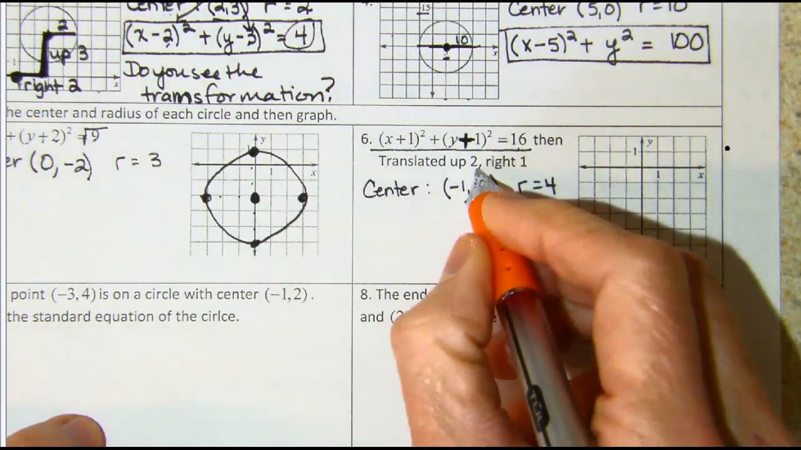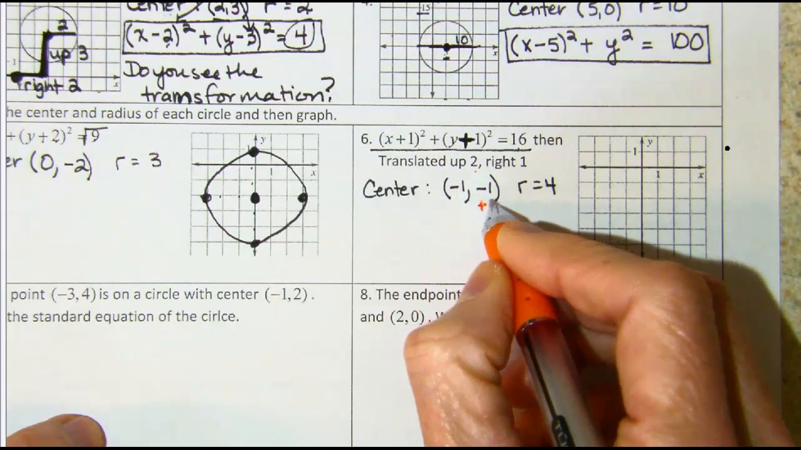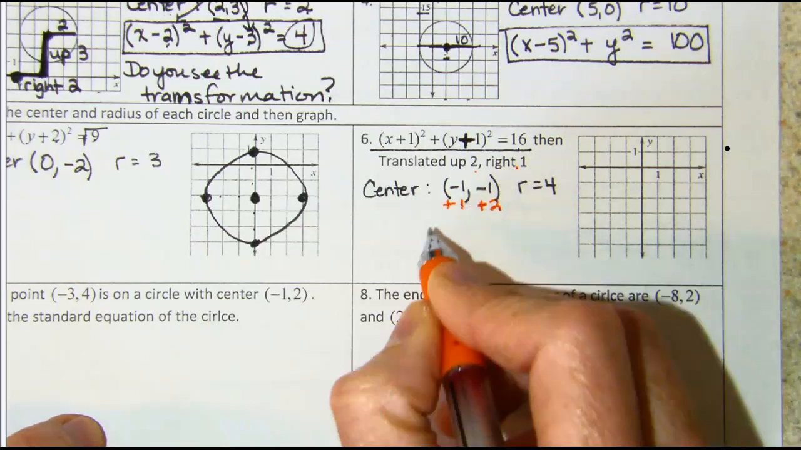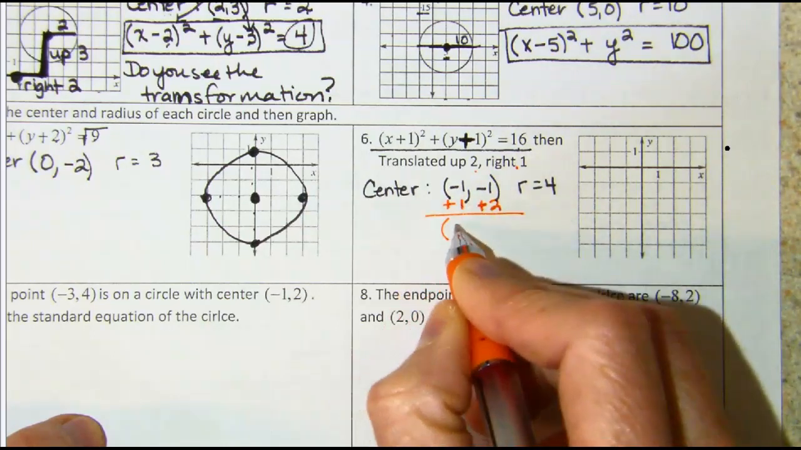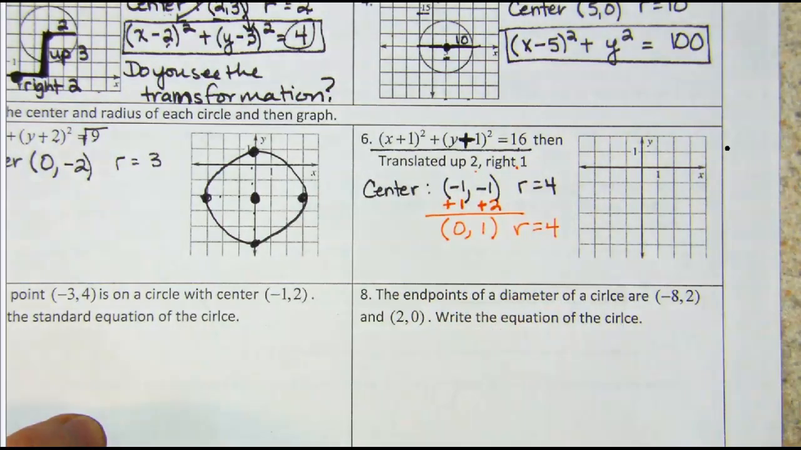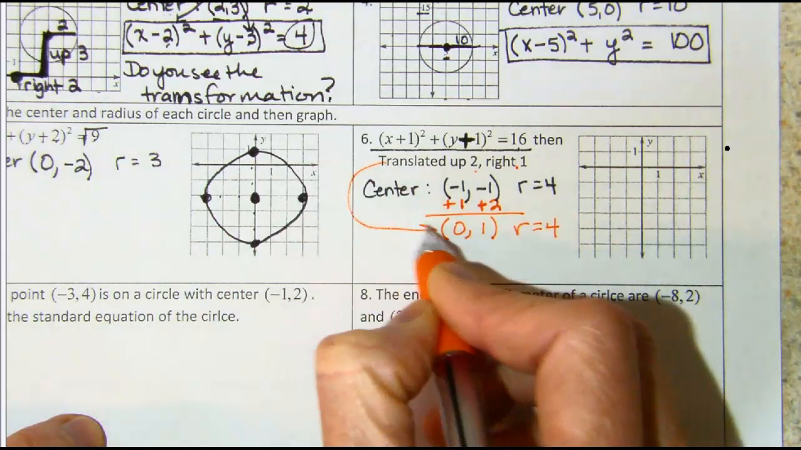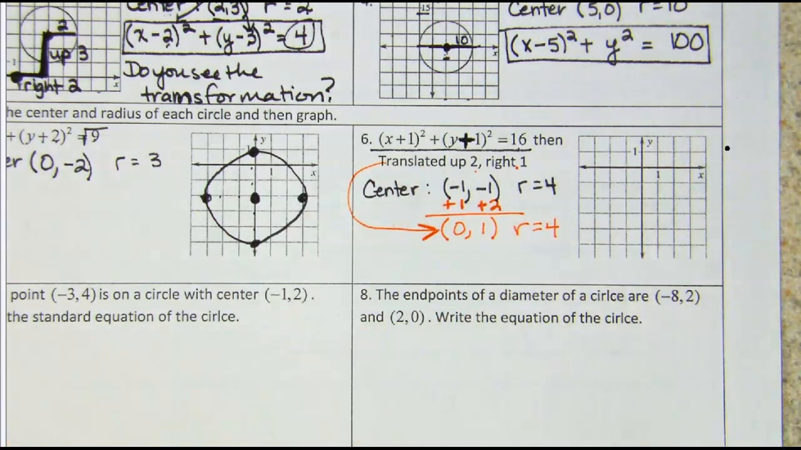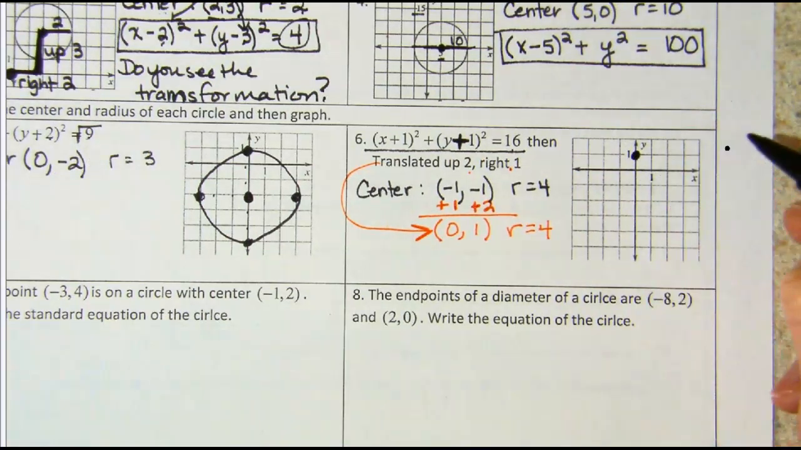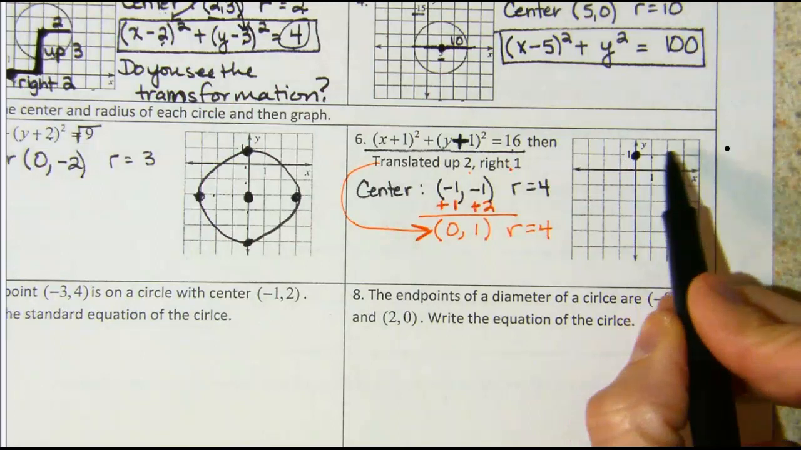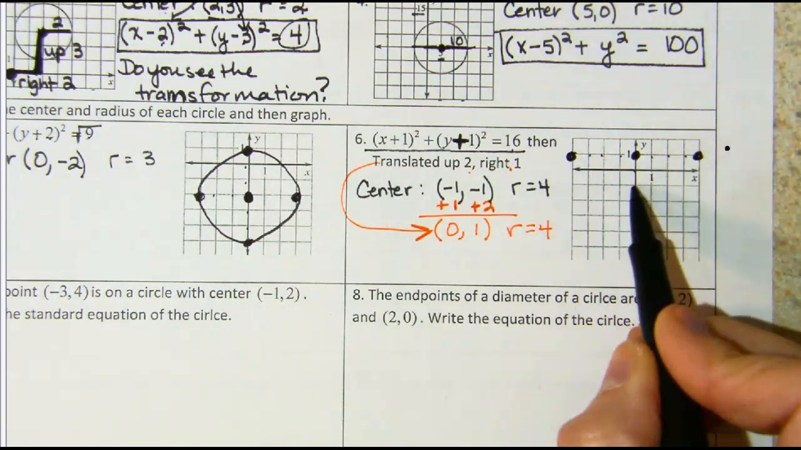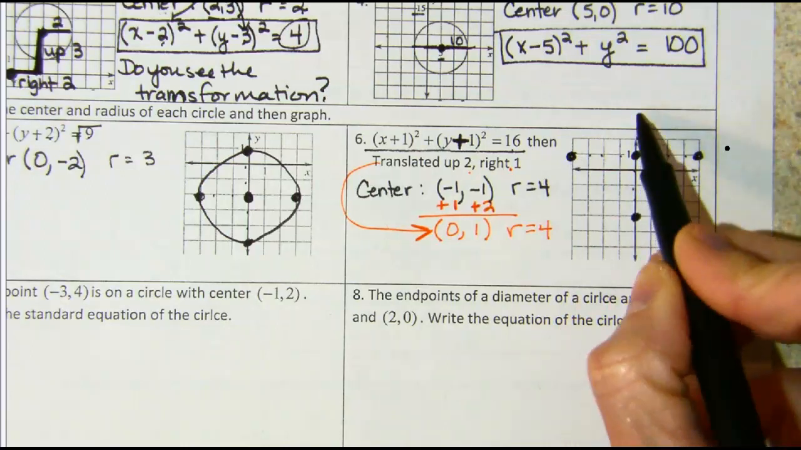Now up 2 is going to be a y coordinate. Right 1 is going to be an x coordinate. So if I put that together, I'm going to get (0, 1) with a radius of 4. So this right here is after you translate it. So now I'm going to plot (0, 1). And this is going to run off the graph, and that's okay. 1, 2, 3, 4, in each direction.